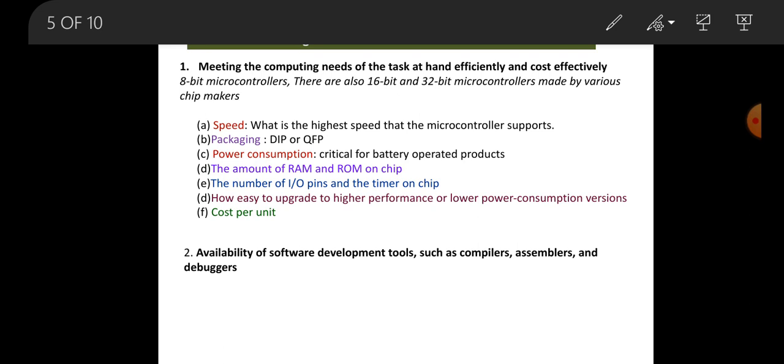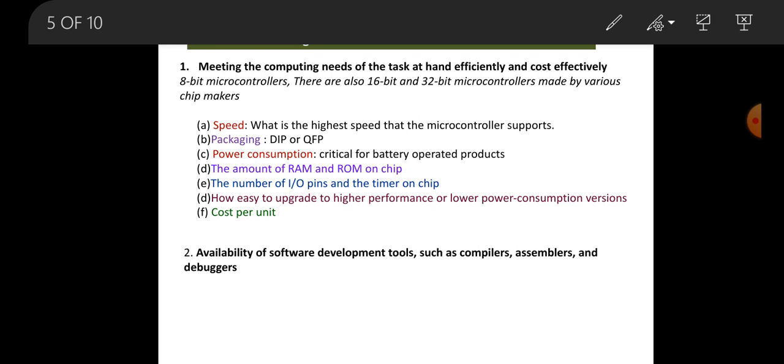Which microcontroller suits your application? Whether it has to be 8-bit, 16-bit, or 32-bit. What is the operating speed of your microcontroller, plus the type of packaging, which depends upon the type of your circuit and the space available to place your microcontroller, plus the amount of power consumption. Plus the amount of RAM and ROM available on chip, the number of IO pins, timers and counters. Whether it is easily upgradable to the next higher versions, and the cost per unit.